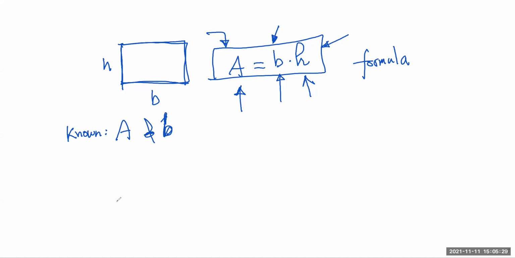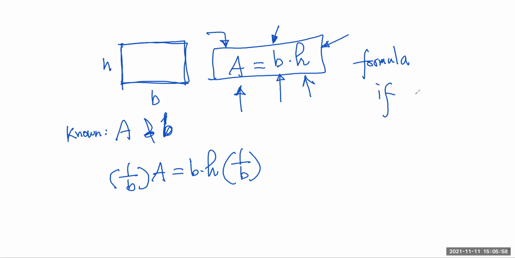Now, how do we come up with a formula for the height? Because we have this, what we're going to do is multiply 1 over b on both sides. Now, can we do that? Yes. Sure. Okay, remember we have a very fundamental rule for algebra: if a equals b, then a times c equals b times c.